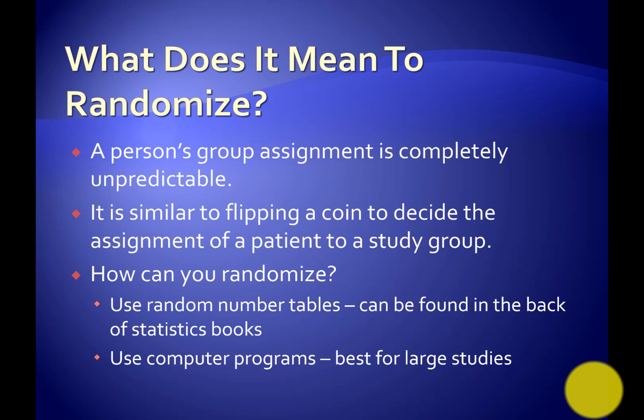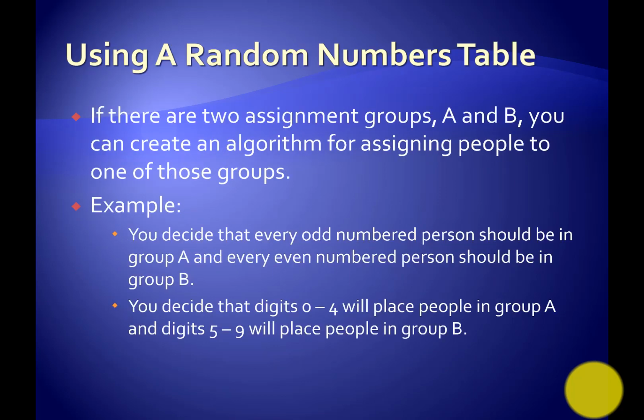One is using random number tables, which are usually found in the back of statistics books, or they can be generated by computers. Today, we mostly use computers, especially for large trials. How do we use a random numbers table? Pretty easy. Let's just say we have two groups, A and B. We can create an algorithm for assigning people to one of those groups.